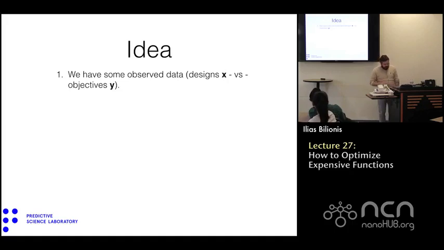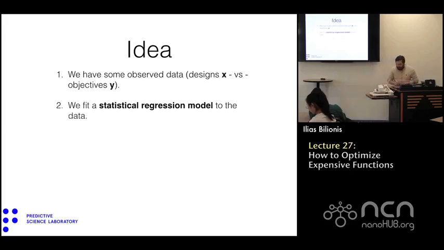We have some observed data, X and Y's. So you don't start from nothing. You do a bunch of experiments to give you an idea of what your Y's are. And then you fit a statistical regression model that's going to get you from X to Y. Basically, you do Gaussian process regression.